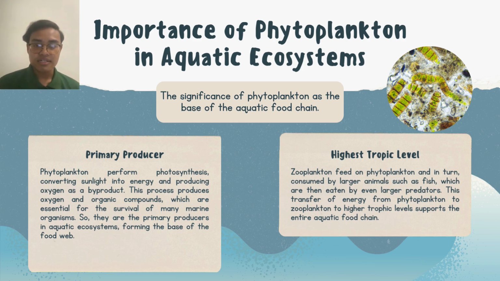Secondly, phytoplankton at the highest trophic level. For example, zooplankton feed on phytoplankton and in turn are consumed by larger animals such as fish, which are eaten by ever larger predators. This transfer of energy from phytoplankton to zooplankton to higher trophic levels supports the entire aquatic food chain.